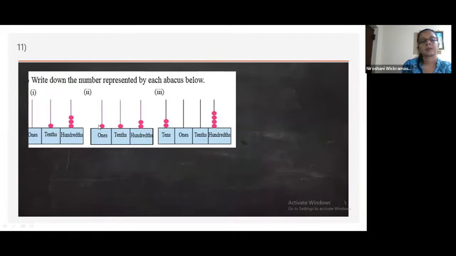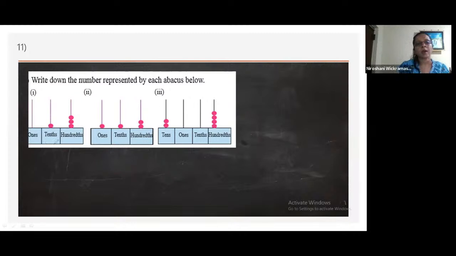Write down the number represented on each abacus below. These things I have taken from the textbook. So it is better you do all the sums in the textbook. This session is about 1 hour, so I have included the basic, essential concepts. Additional things are there in the textbook. You can do all of them.